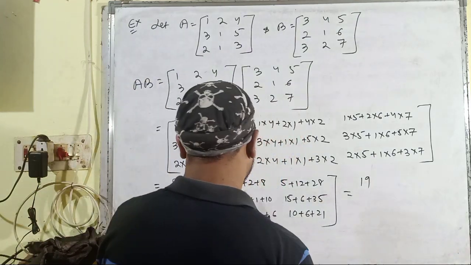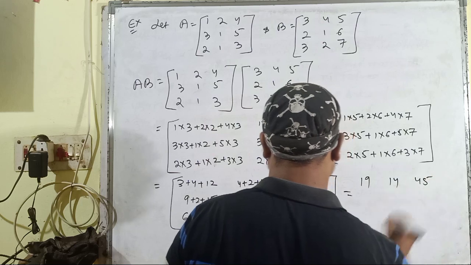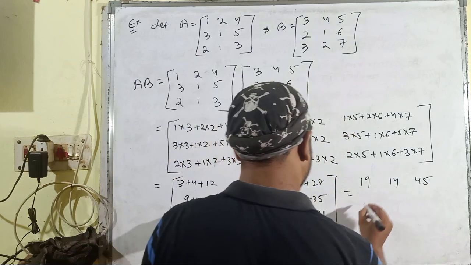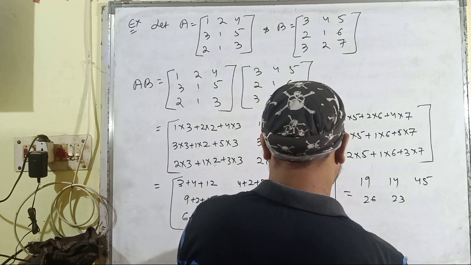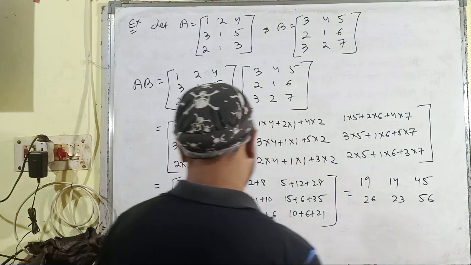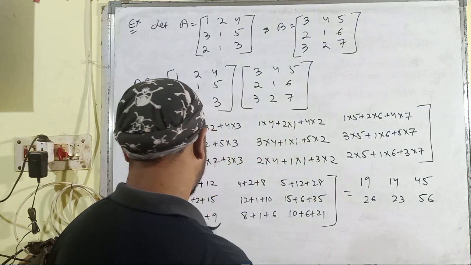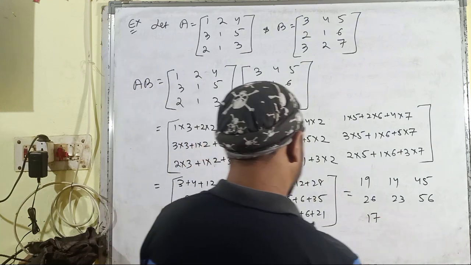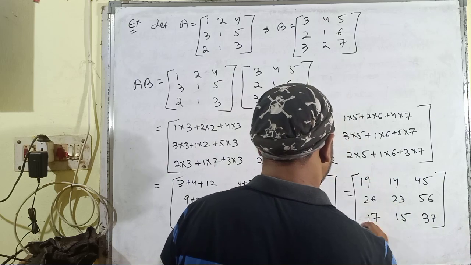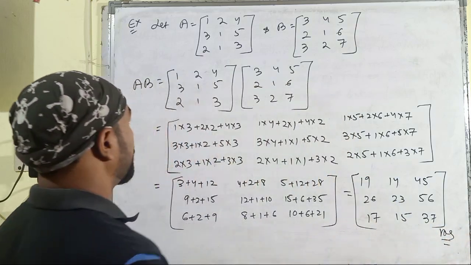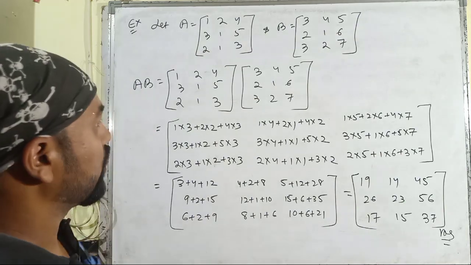It is 19, 14, 45, 26, 23, 56. Okay, so this is the resultant multiplication of the two matrices A and B. So here is the completion of the matrix multiplication.